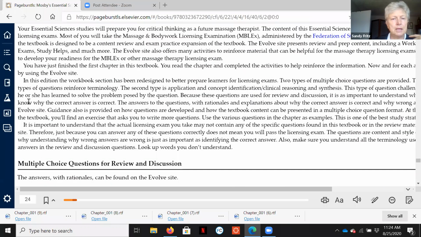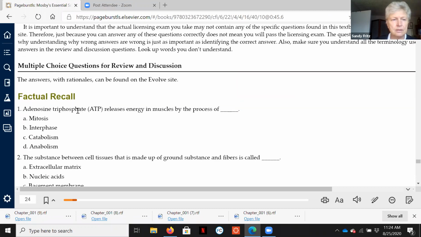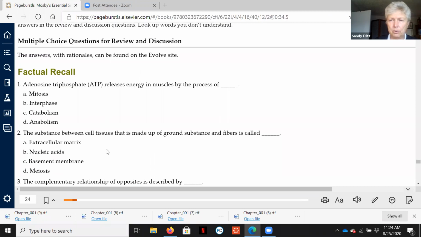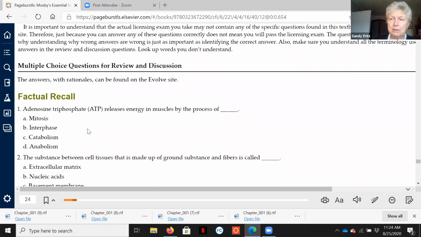So the workbook for this chapter is on the Evolve site, and just like we have in our Fundamentals of Therapeutic Massage, we have now multiple choice questions for review and discussion. As you work with these, you want to make sure you understand, you define, you know the meaning of every word in these questions. If you don't, you're not going to be able to figure out the right answer. Factual recall are more definition process questions.